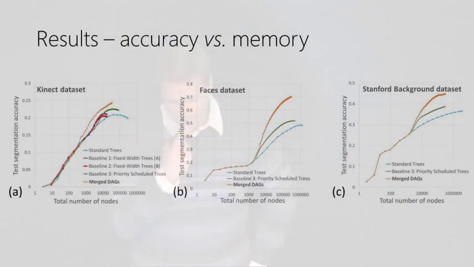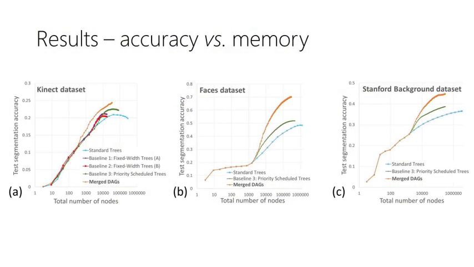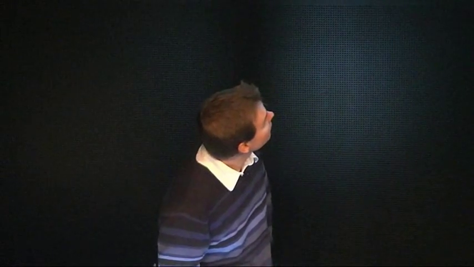Okay, so here are some first results on three different data sets, A, B, and C. Let's start by looking at this Kinect data set. This was a Kinect body part classification task. We're showing the test segmentation accuracy as a function of the number of nodes in the ensemble, which is a sort of proxy for memory consumption.